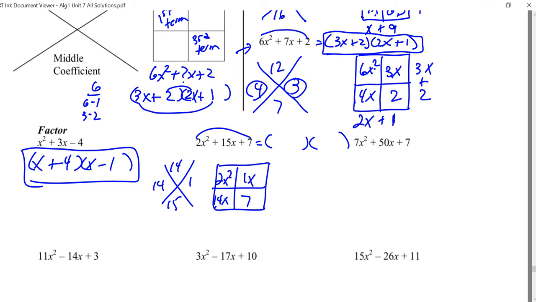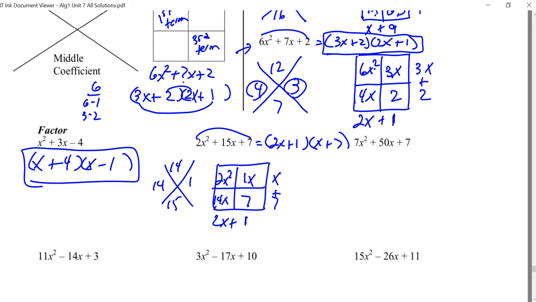Now, what does 2x squared and x have in common? x. What does 14x and 7 have in common? 7. What does 2x squared and 14x have in common? 2x. What does x and 7 have in common? 1. So, ladies and gentlemen, these are my factors.